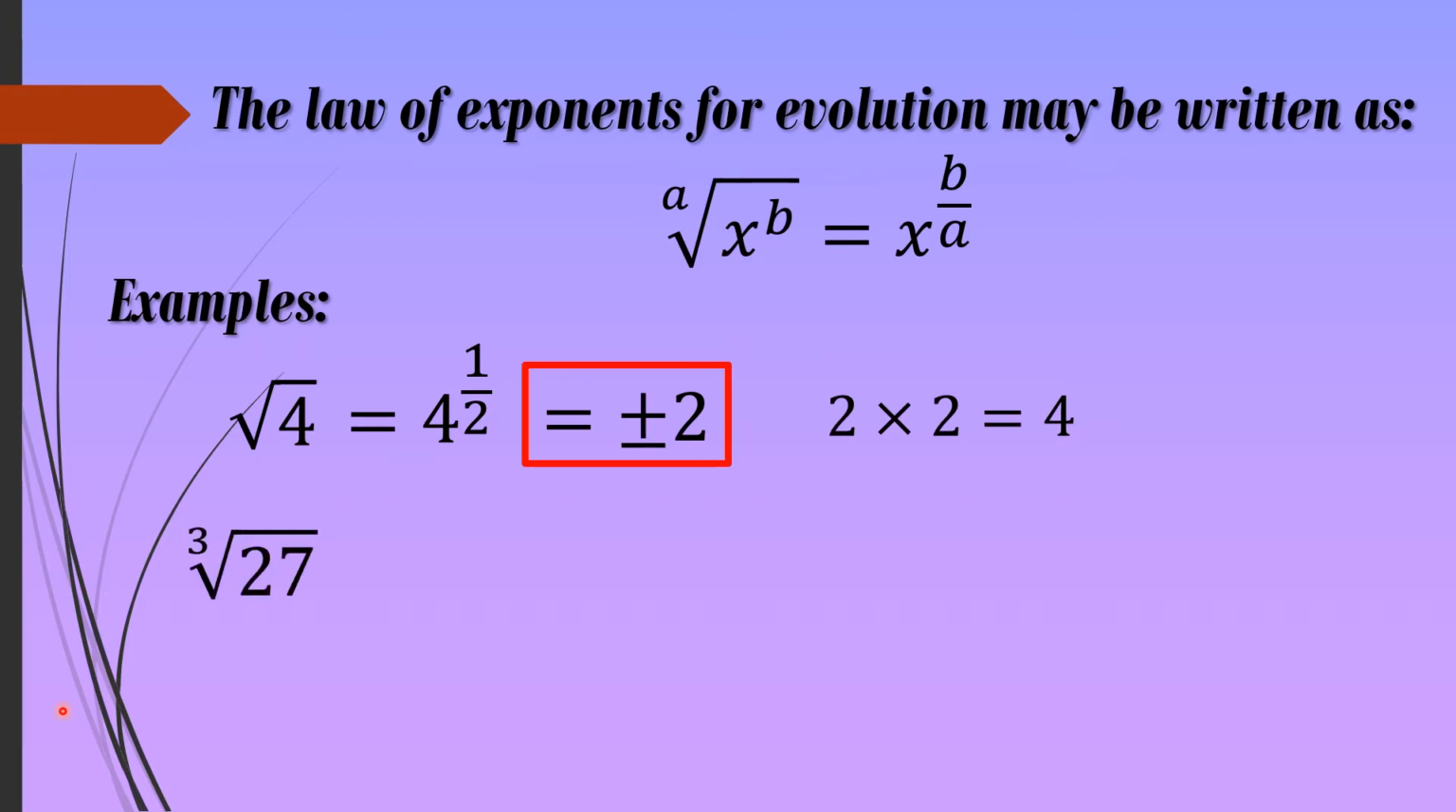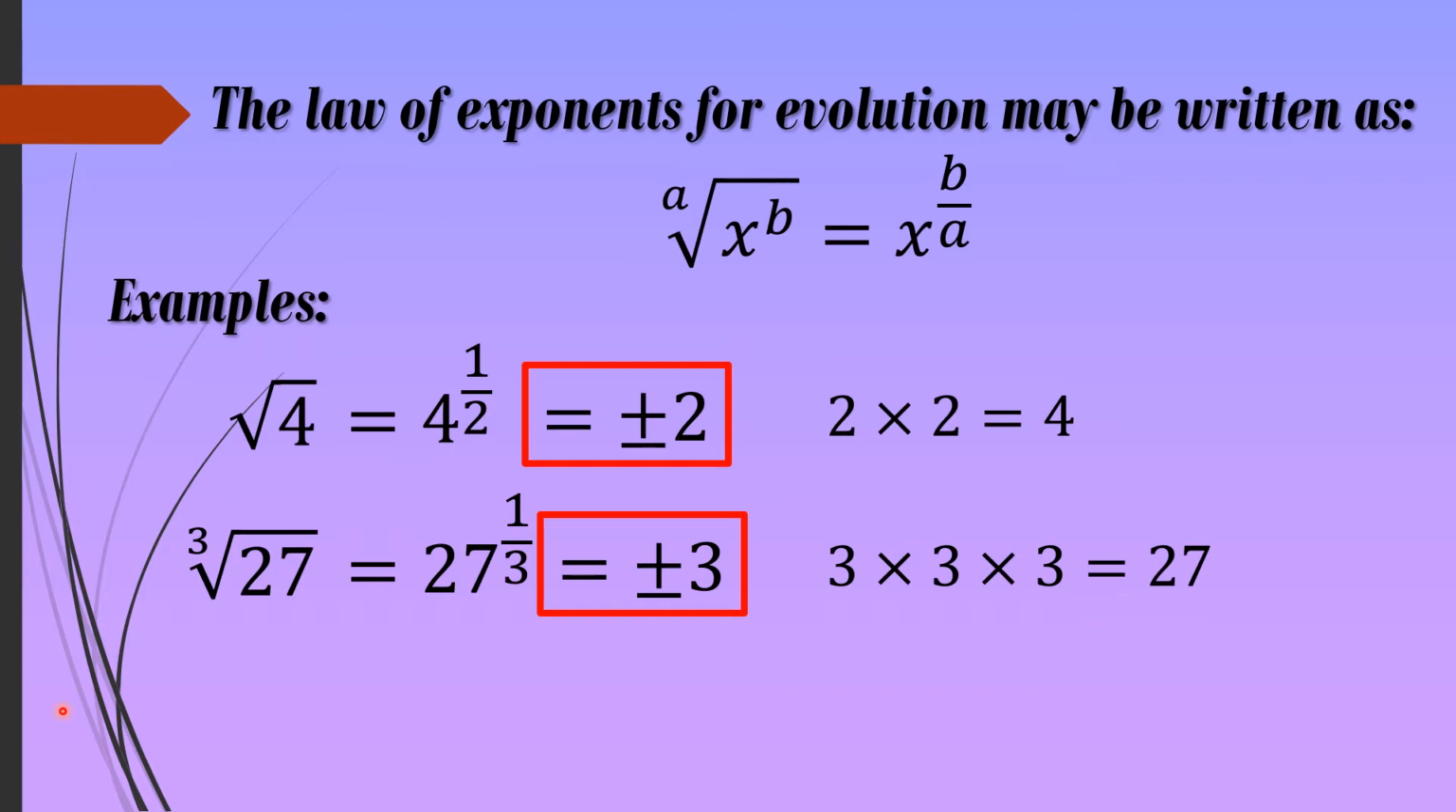Next, cube root of 27. Again, let us apply the formula. So this will now become 27 raised to 1/3, since 27 has the exponent of 1. And then get the 1/3 of 27. So the cube root of 27 is positive or negative 3, because 3 times 3 is 9, times 3 is 27.